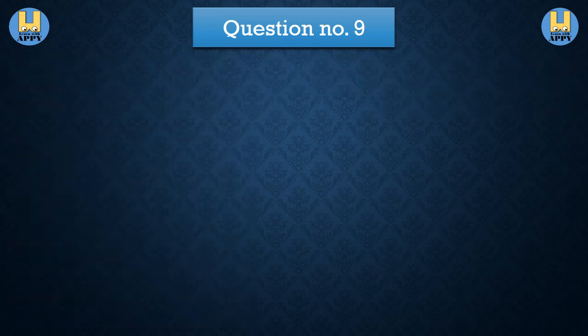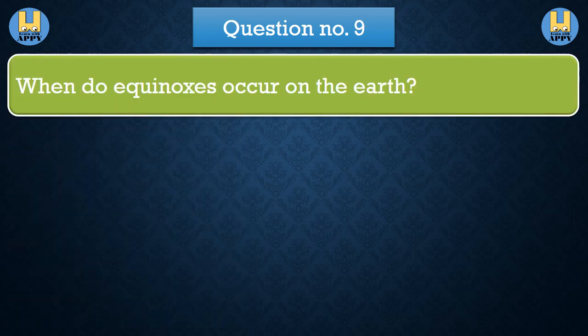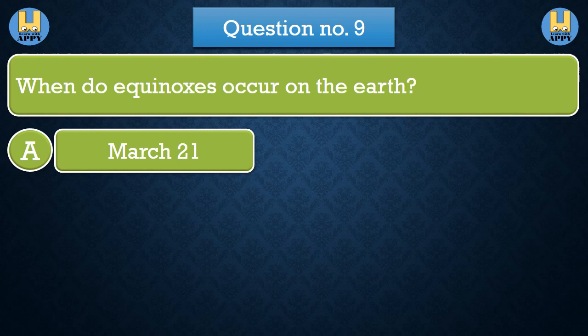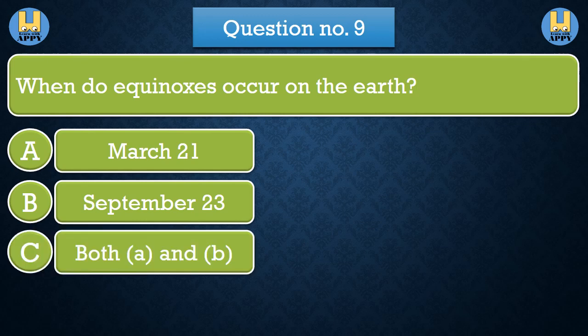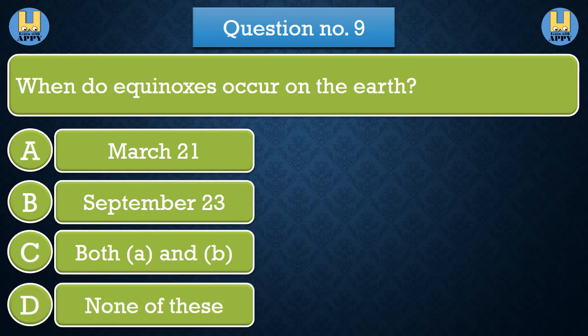Question number 9. When do equinoxes occur on the Earth? Option A, March 21. Option B, September 23. Option C, both A and B. Option D, none of these.